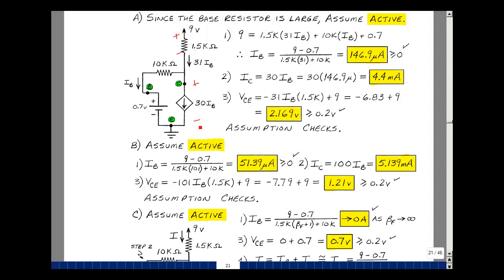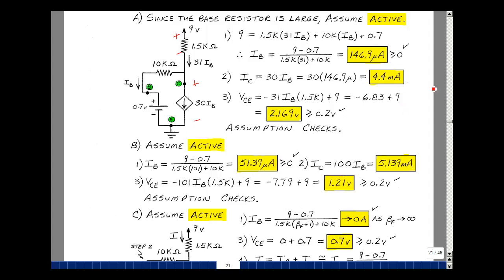100 times that is 5.139 milliamps. And the collector emitter voltage, we're going to solve it. Rise in voltage here equals drops around the loop, minus 101 IB times 1.5K plus 9 volts, and now that's 1.21 volts. And that's greater than or equal to 0.2 volts. By increasing beta F by a factor of 3 1/3, the base current went down by a factor of roughly 3 1/3, and the collector current stayed about the same value.